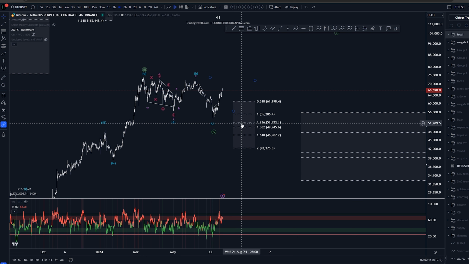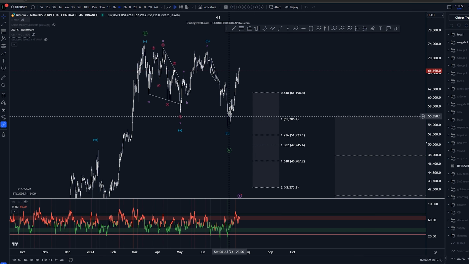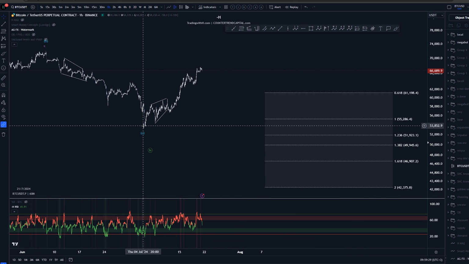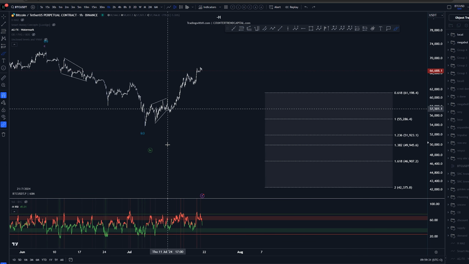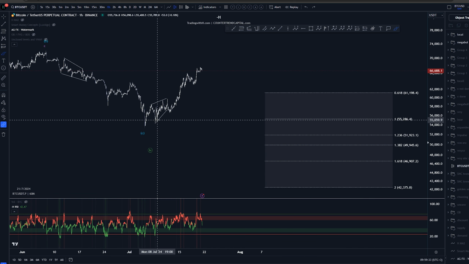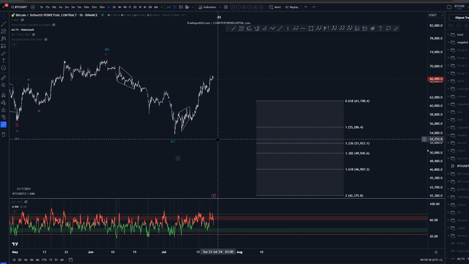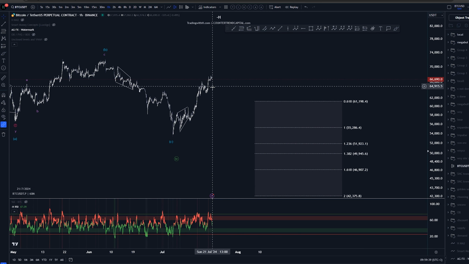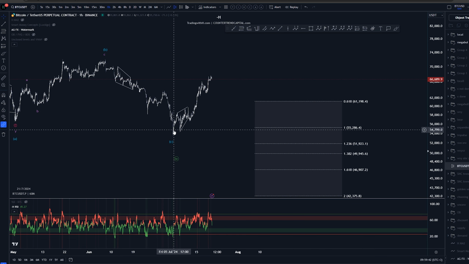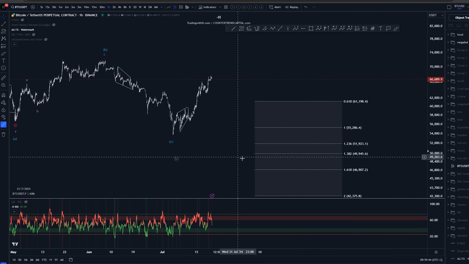We never got to the 1.236 extension that I was talking about last video on Bitcoin, and we pivoted before that. But after which you had massive opportunities on alts and here on Bitcoin as well. ETH is definitely not as clear as Bitcoin here, but to me, Bitcoin is currently leading this, so that's what I would be looking at.